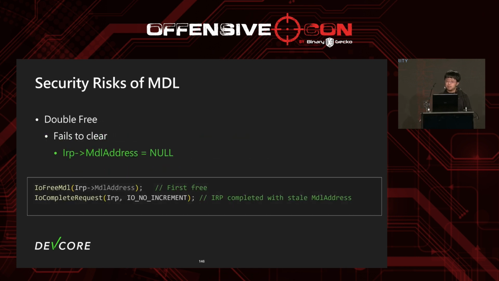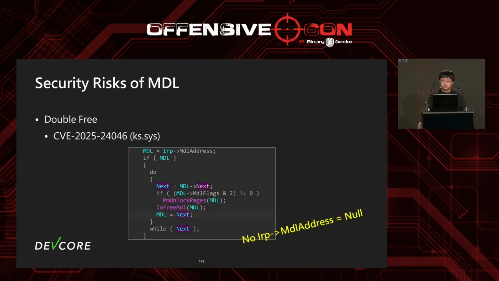Another common issue occurs when a kernel driver frees an MDL without clearing the MDL pointer in the IRP. When the IRP is later completed, the system will attempt to free an MDL again, leading to a double free vulnerability during I/O complete. Kernel streaming has this kind of issue as well. When frame allocation fails, it releases the MDL in the MDL chain, but it does not clear the MDL pointer stored inside the IRP, leading to a double free.